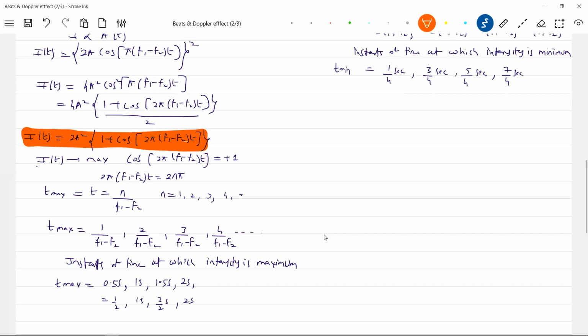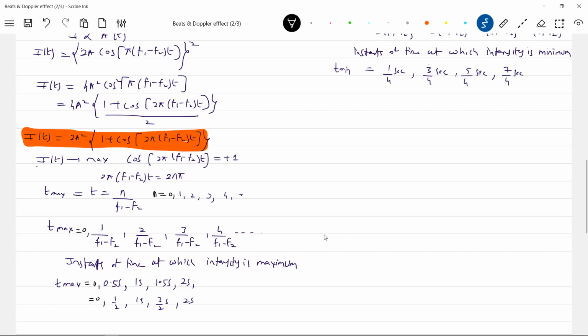2 hertz. F1 is 3 and F2 is 1. What are the instants of time? And I'm going to put t equal to 0. Even n equal to 0 also will come. I missed it. n equal to 0 also will come, because n starts from 0. Okay, let's plot the graph.